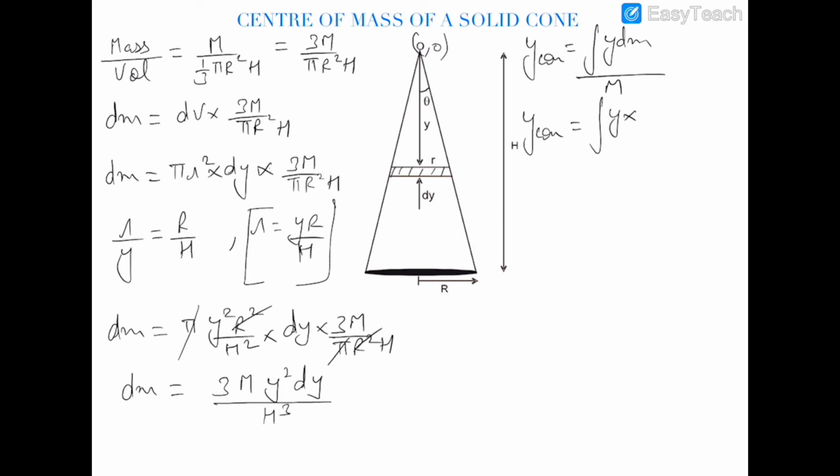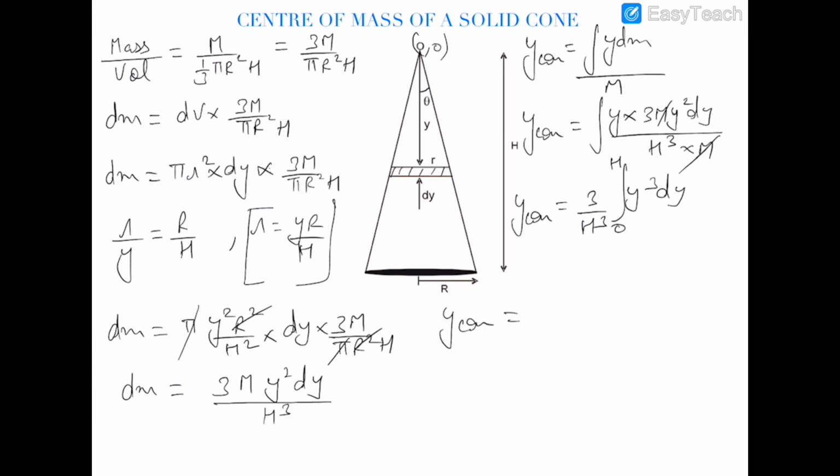and dm will be equal to 3m y square dy divided by h cube and divided by m, cancelling m with m. So YCOM will be equal to integration of 3y cube dy divided by h cube, where the limit of y is 0 to h. So YCOM will be equal to 3h by 4 from this point.